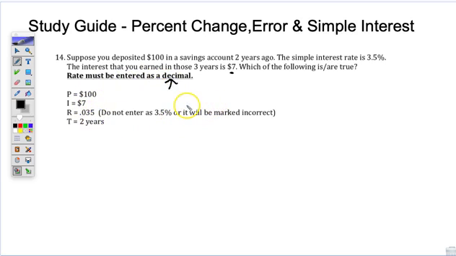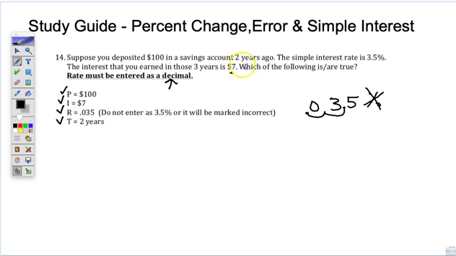So as you look at these, the principal is definitely 100 because it set it up here, so that is true. It did tell us that we earned interest after 3 years of $7. Now notice that the rate, I wrote it as a decimal already. So in the problem, it's 3.5%, but to change it to a decimal, you move it 2 places to the left. So this is the correct decimal. You do not want to check the percent key, and it was for 2 years. So I'm going to mark that as well also.